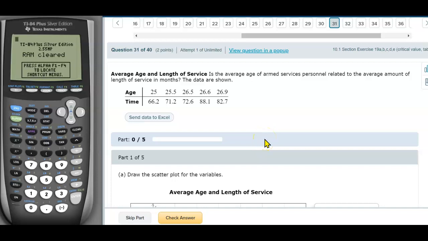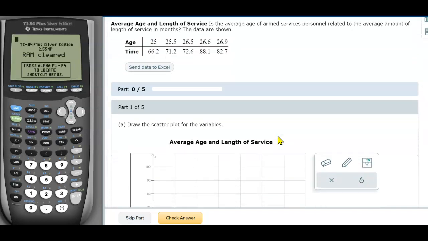All right, so in this question, we are given the age of a personnel and the time spent in service. So the age is, for example, 25, and the time spent in service in months is 66.2 months. We want to figure out whether there is a correlation between the age and the time. So the age will be your independent variable, which is the x, and the time would be the dependent variable, and it's going to be the y, right?